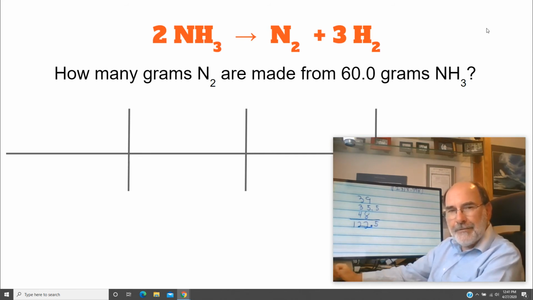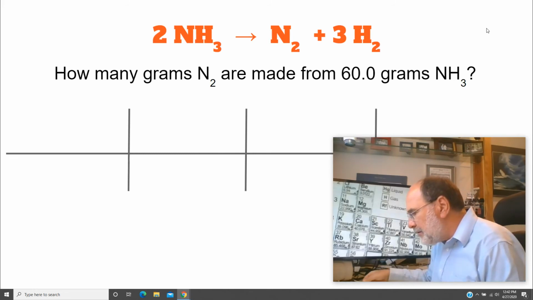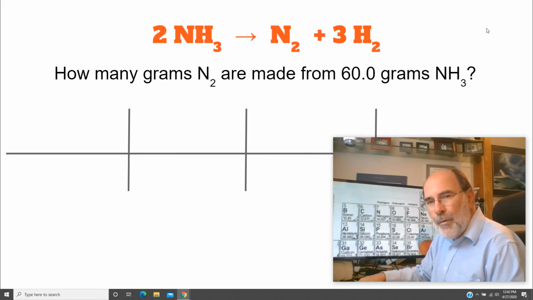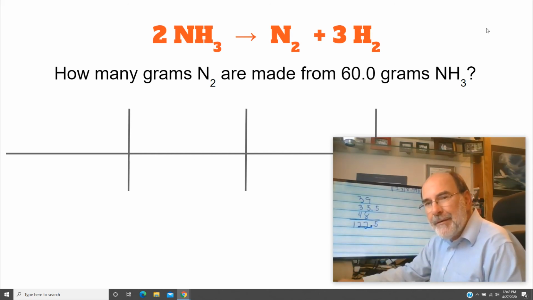So the conversion table starts off with 60 grams of ammonia in the numerator of the first column on the left of the conversion table. Then you're going to convert that to moles of ammonia. On the periodic table, it says nitrogen is 14 and hydrogen is 1. I have 3 hydrogens, so 14 plus 1 plus 1 plus 1 is 17 grams. 60 grams compared to 17 grams is more than 3 times as much. So I'm expecting that I have a little over 3 moles of ammonia to start off with.